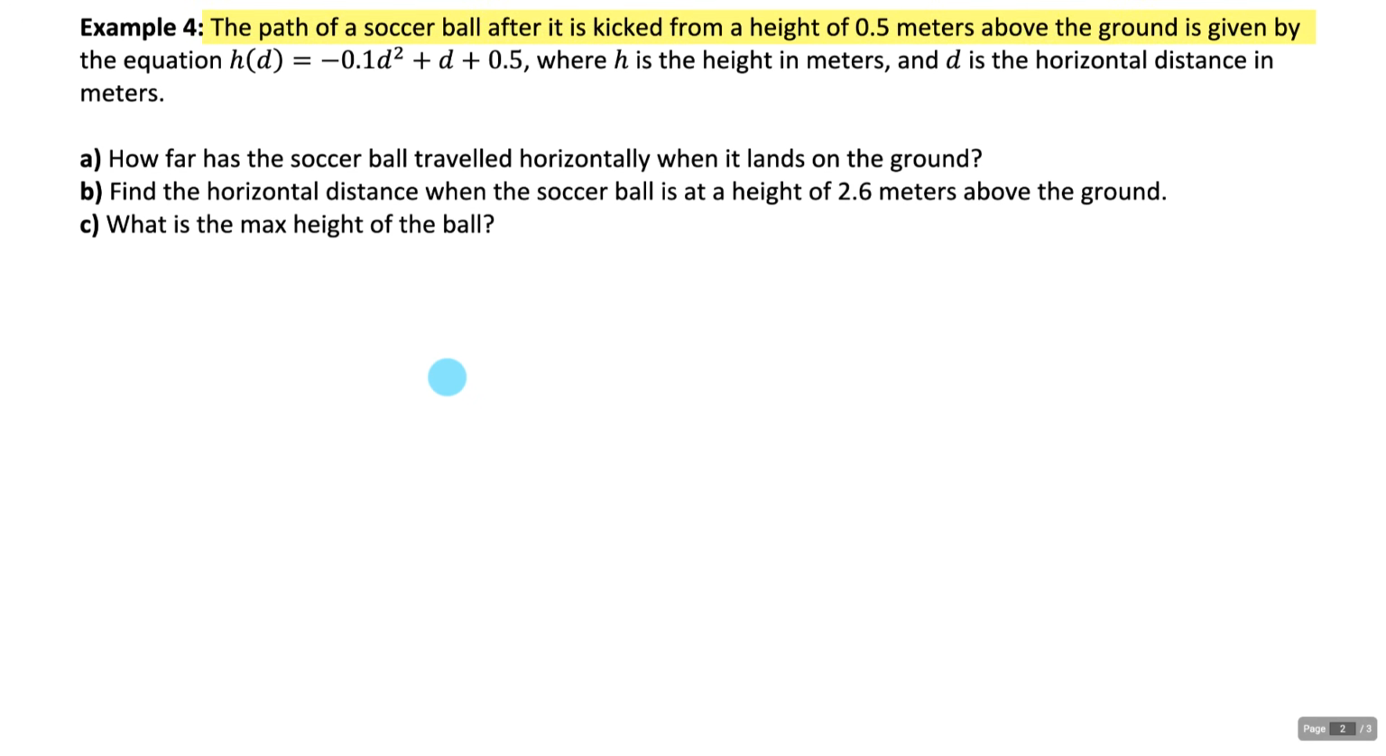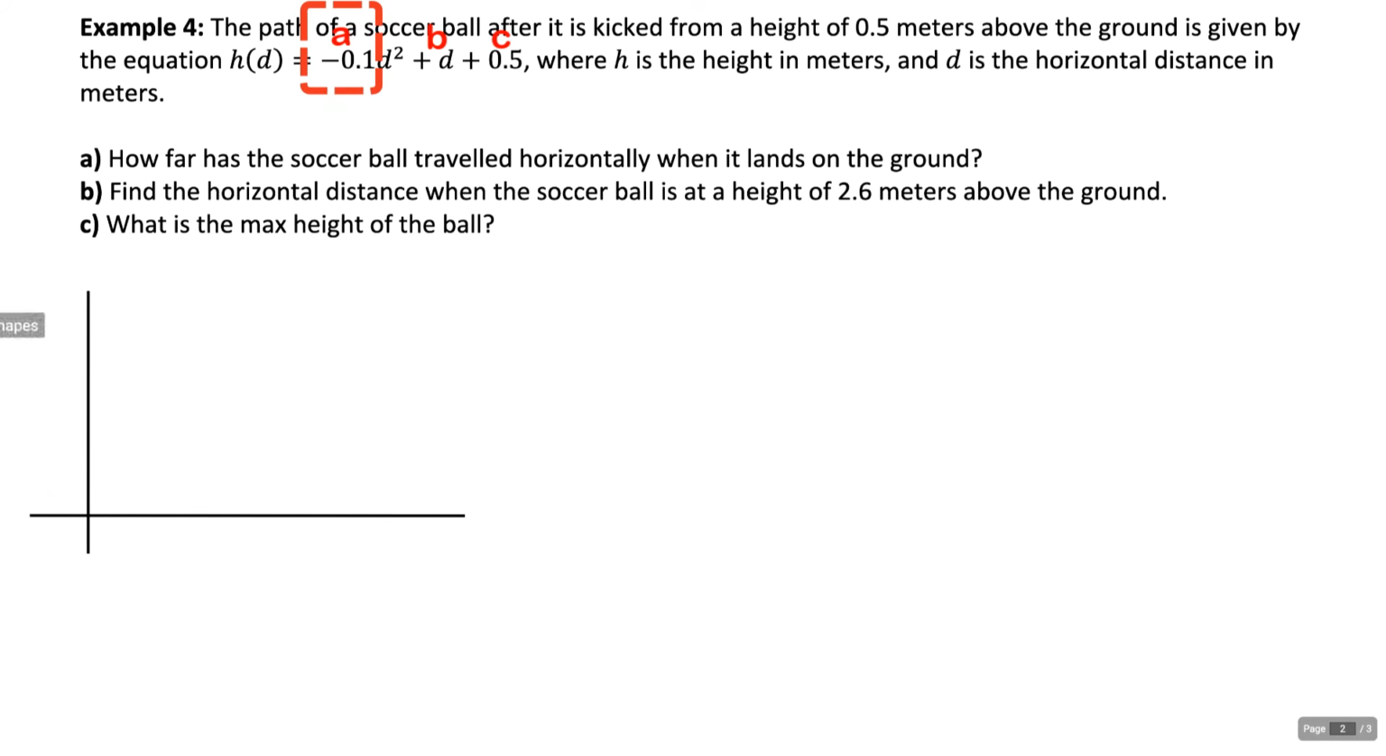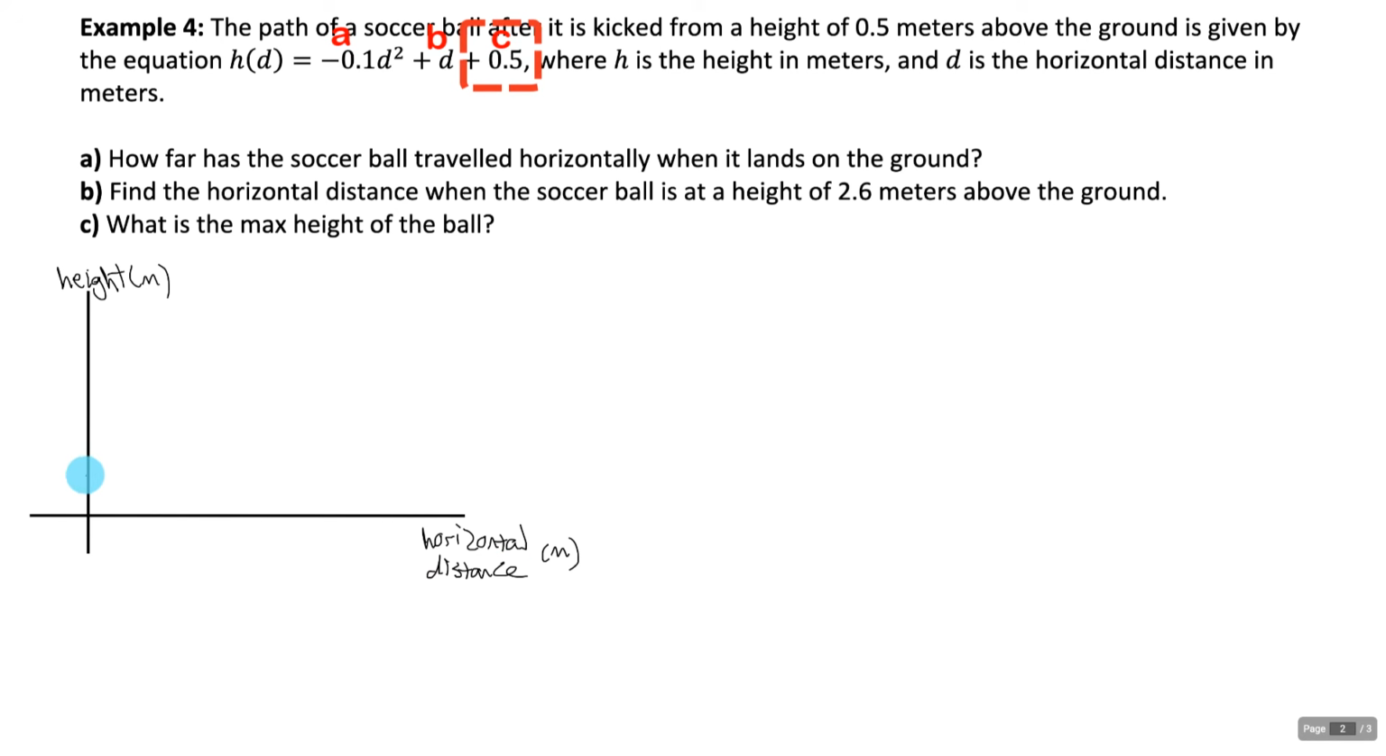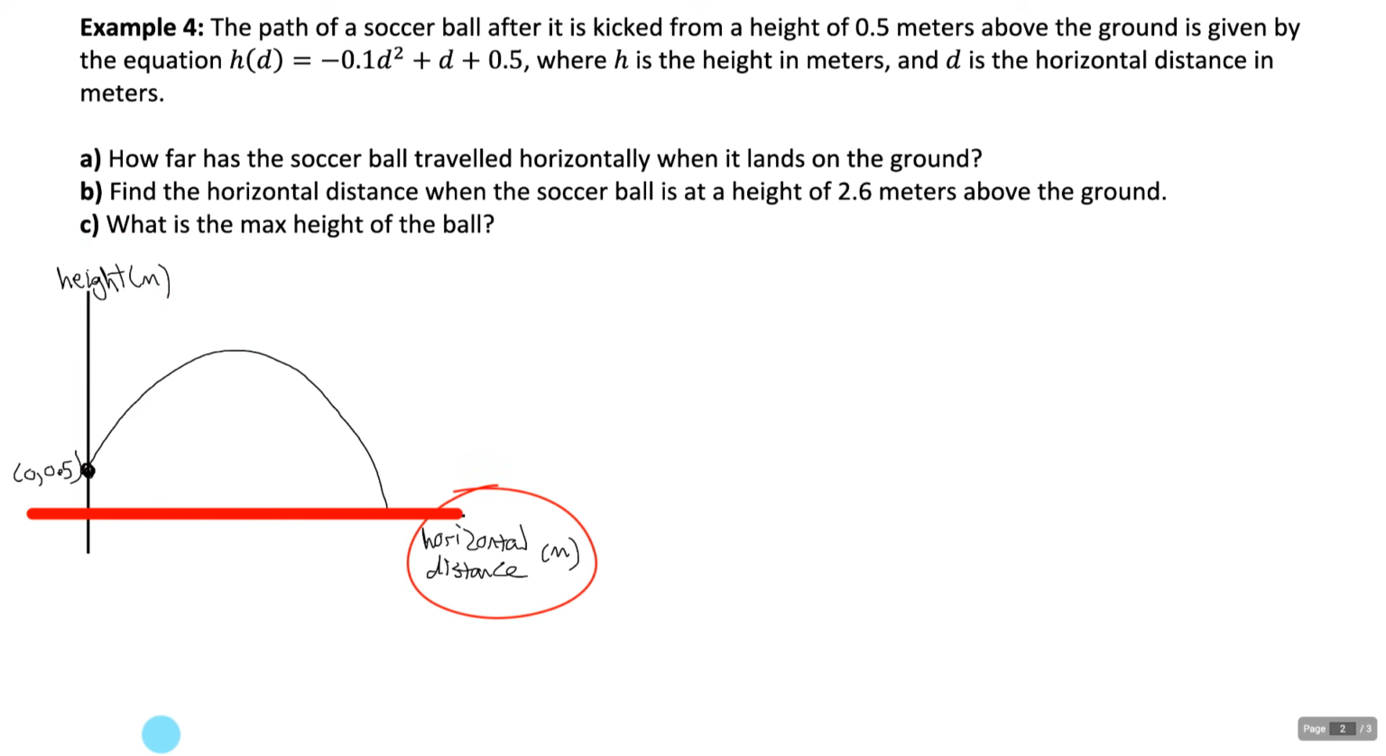Example 4, the path of the soccer ball after it is kicked from a height of 0.5 meters above the ground is given by the following equation, where in that equation, h is the height in meters and d is the horizontal distance from the person kicking it in meters. Once again, before I even analyze what it's asking me to find, I'm going to make a rough sketch of the relationship. I know from the quadratic, since the a value, the leading coefficient, is negative, the quadratic is going to be opening down. After it's kicked, the ball must go up and then come back down. And I can see from the constant value, the c value, 0.5, the y-intercept is 0.5. And the question even tells me that's the height that it's kicked from. And notice I was able to label the y-axis my height and my x-axis the horizontal distance.